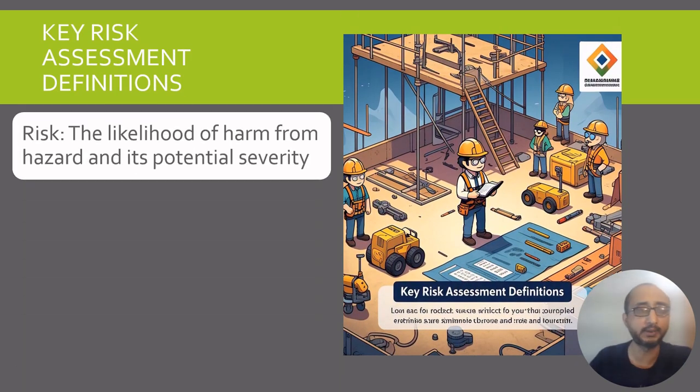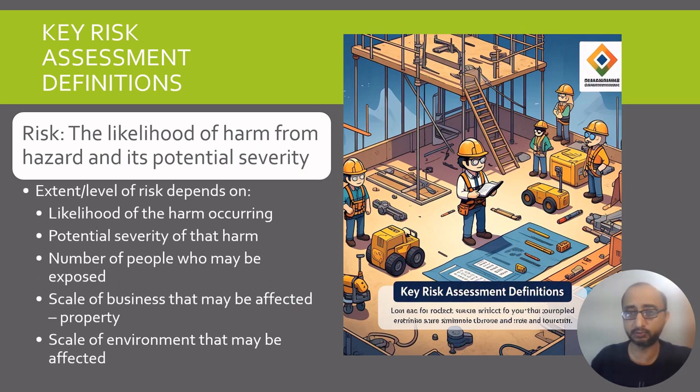Next is risk, that is the likelihood of harm from the hazard and its potential severity. We know that risk is the property of a hazard, and has two emerging factors, likelihood and consequences, which vary as the conditions change. So the level or extent of the risk depends on a few factors, which is likelihood. The higher the likelihood, the higher the risk. Similarly, consequences. If the severity is high, the level of the risk will be high. Then the number of people who may be exposed to the hazard increases the level of the risk. Then the scale of the property or the business that can be affected. Then the scale of the environment. So these are a few factors that impact the level of the risk.